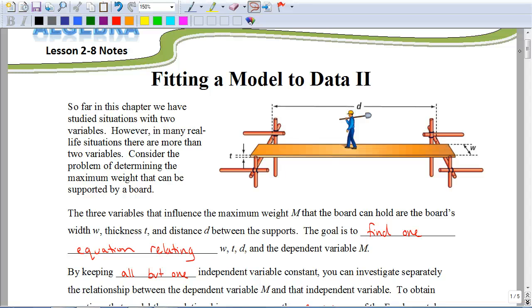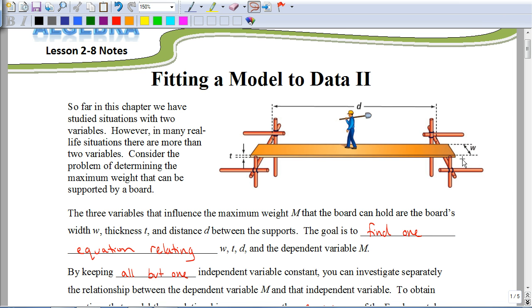Now, if we were actually to do this as an experiment, we cannot have more than one variable being adjusted at a time. In other words, what the book's going to do for us is have one situation where maybe we look to see how the width affects how much weight the board can handle. And if we do that, the distance between the supports has to remain the same, and the thickness of the board has to stay the same. So the only thing that's changing is the width of the board.